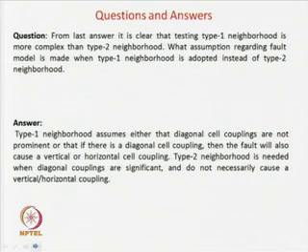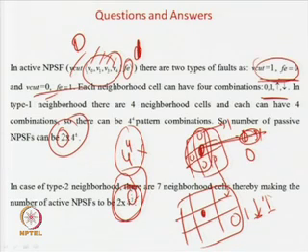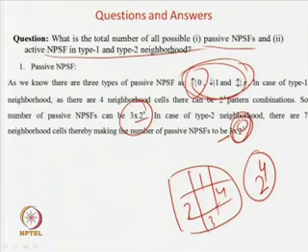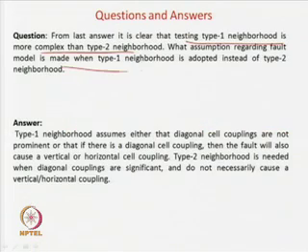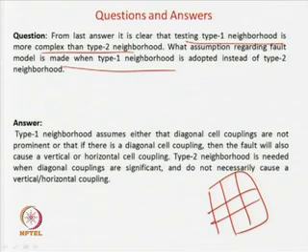So, the next question is, from the last answer it is clear that testing type 2 neighborhood is more complex than type 1 neighborhood, because it is 2 into 4 to the power 7, if you remember. But still, why do we go for a type 1 neighborhood? What is the basic assumption? In type 1 neighborhood we assume that these are the 4 cells which can affect it. So, we assume that these diagonal cells are not actually affecting this cell, because we assume that these are very near to each other, and the diagonal cells are a bit farther.